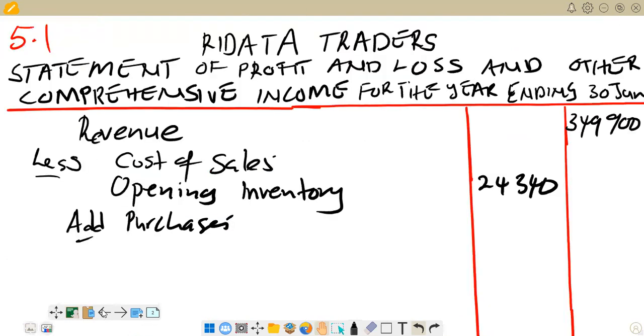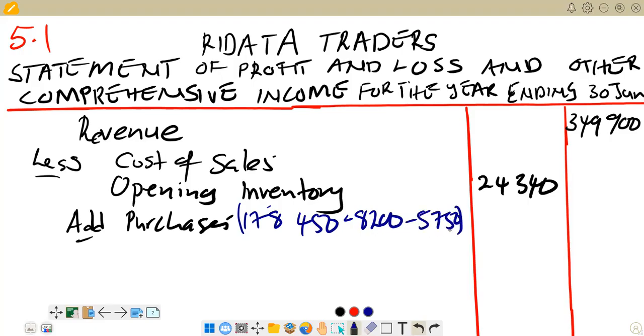So when we are here now, we are going to say in brackets, we show the working: the figure for purchases that you are given is 178,450. And then we are going to subtract the 8,200 for the purchase returns, and then we subtract the settlement discount. This is 5,750. If you calculate that, we are going to get 164,500. So that's what we have there.